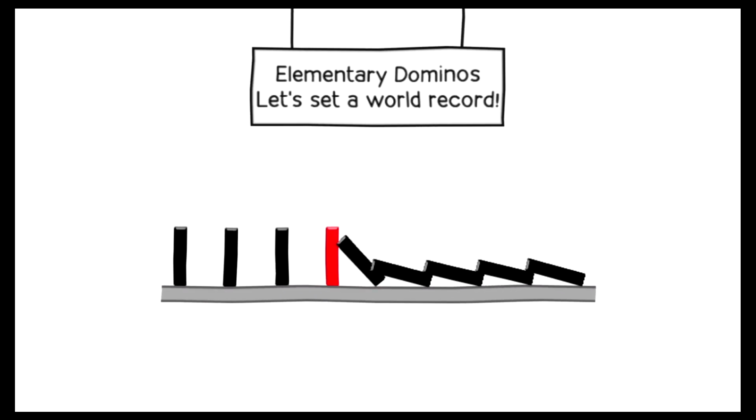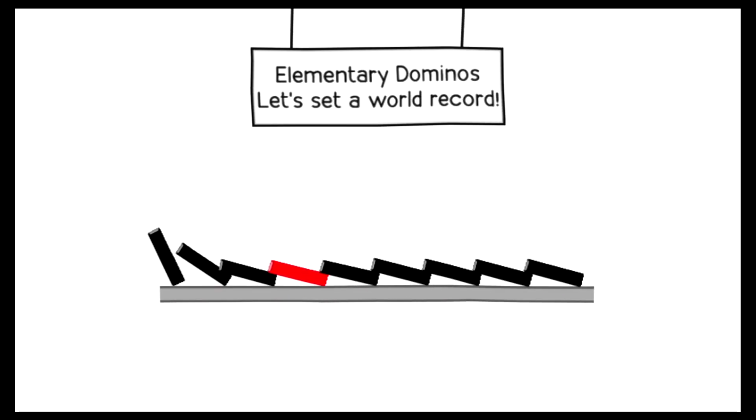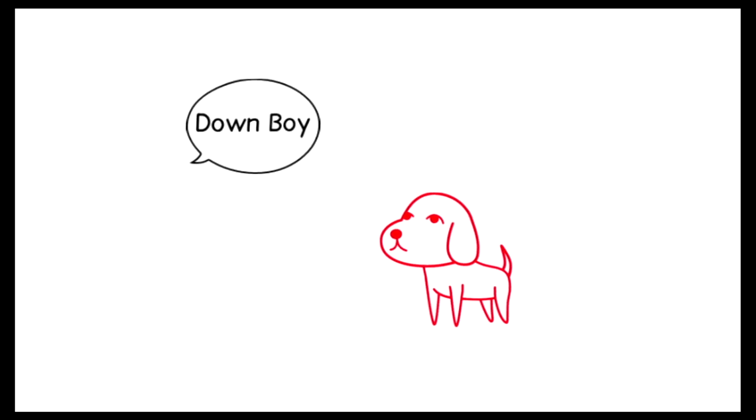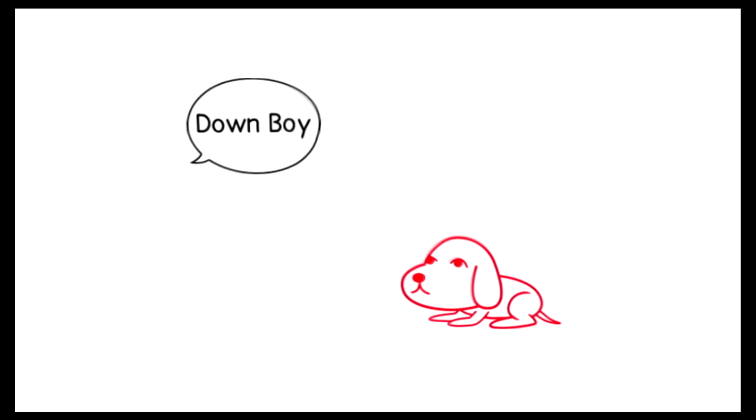Elementary dominoes. Let's set a world record. Okay, knock them over. Go! Is that a world record? Hey, okay, I think we did it. Nice. All right, number three. Oh, it's puppers. Down boy. Oh, okay, let's sit down. I'm the puppers, apparently. Oh, nice.